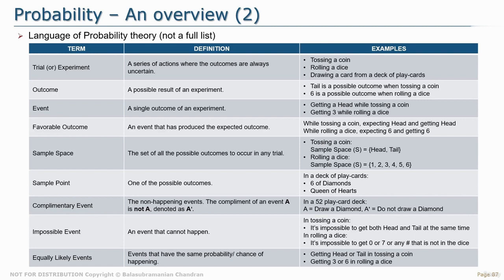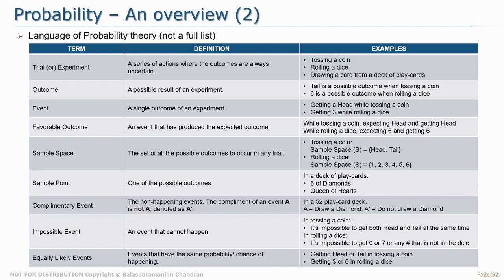Event: a single outcome of an experiment. Examples: getting a head while tossing a coin. Getting 3 while rolling a dice. Favorable outcome: an event that has produced the expected outcome. Examples: while tossing a coin, expecting head and getting head. While rolling a dice, expecting 6 and getting 6.